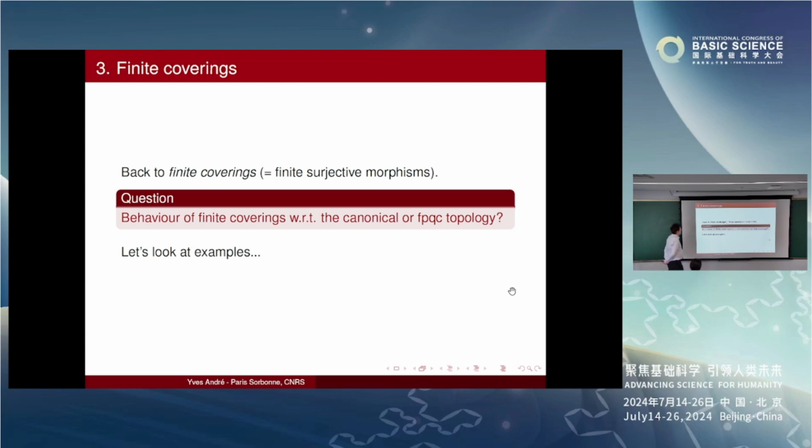So now let me turn to finite coverings, my main topic. By finite coverings, mainly between affine K-schemes, I mean finite surjective morphisms. And the main question is, what is the behavior of finite coverings with respect to Grothendieck topologies? I was speaking about the canonical one or the fpqc. So to tackle this question, let's look at examples, varying the assumptions and varying the requests.